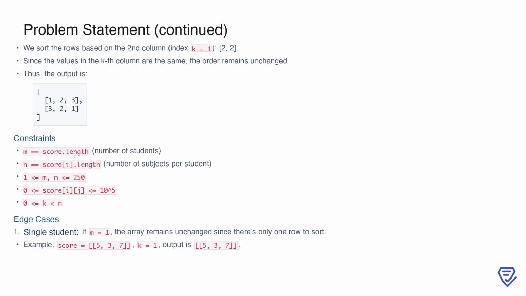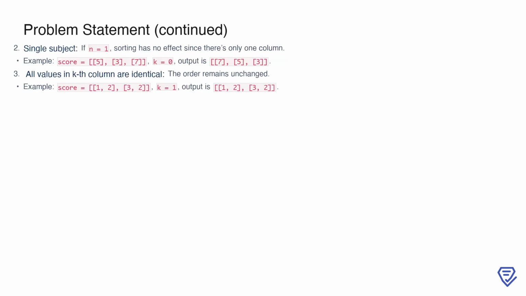Now, let's consider the constraints and edge cases for this problem. The constraints specify that the number of students, m, and the number of subjects, n, both lie between 1 and 250. Each score in the score array is a non-negative integer ranging from 0 to 100,000. The column index k is guaranteed to be valid, meaning it satisfies 0 ≤ k < n.